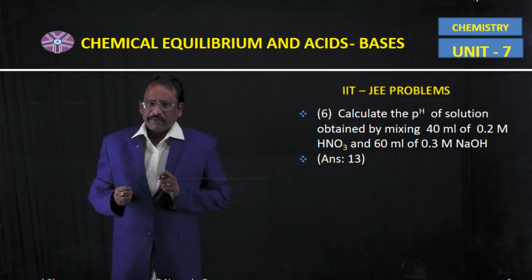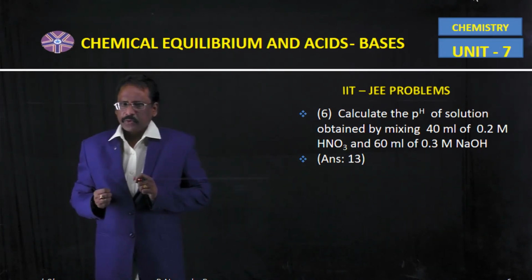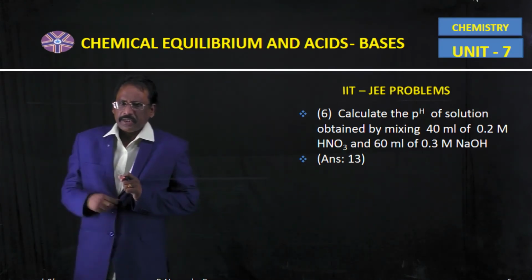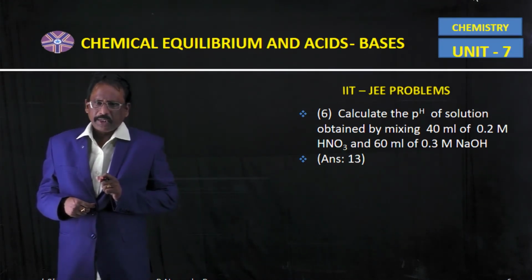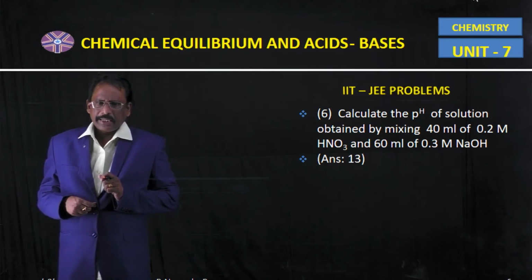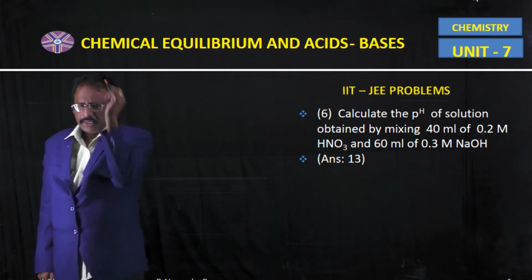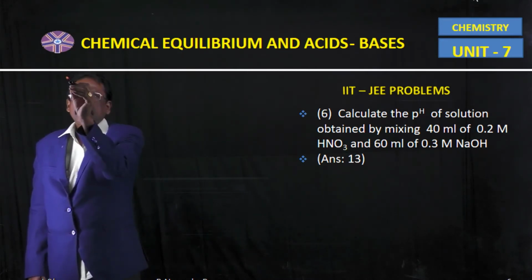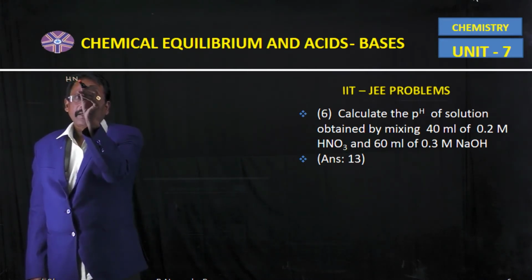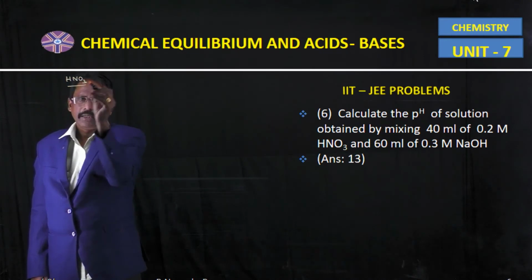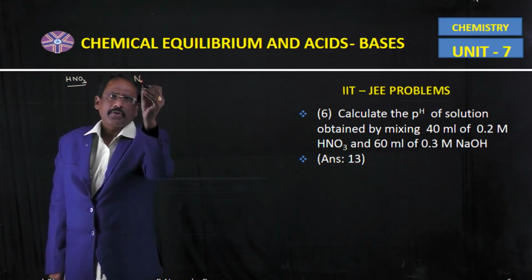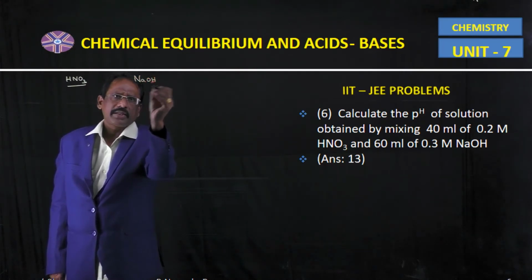In the next problem, calculate the pH of solution obtained by mixing 40 ml of 0.2 molar nitric acid and 60 ml of 0.3 molar NaOH. Here the acid is nitric acid and the base is caustic soda, NaOH.